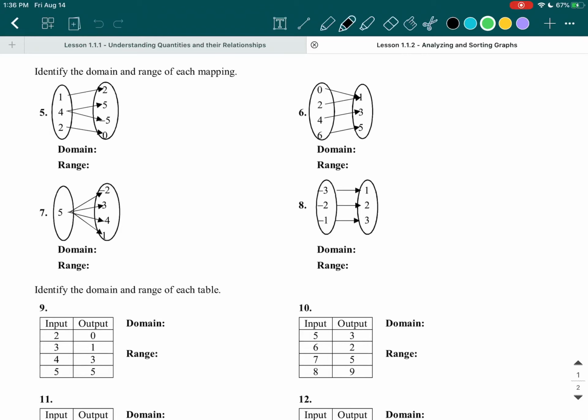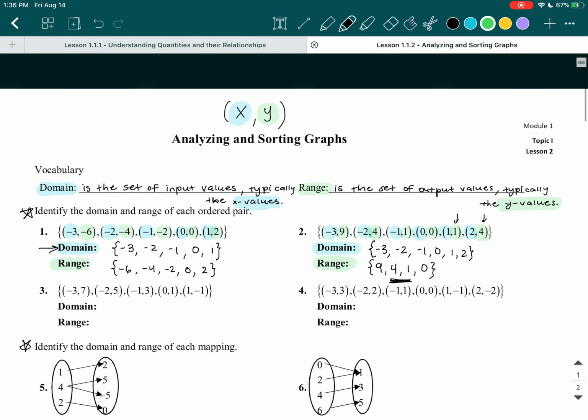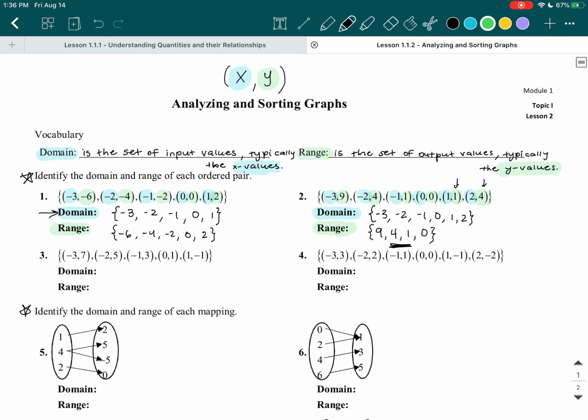All right, so these are very similar. We're still going to be identifying the domain and range of each mapping, as you can see on the instructions. So now this one, let's take a look at what the definition of domain and range are again. So scroll up. Domain is the set of input values, typically the x values.